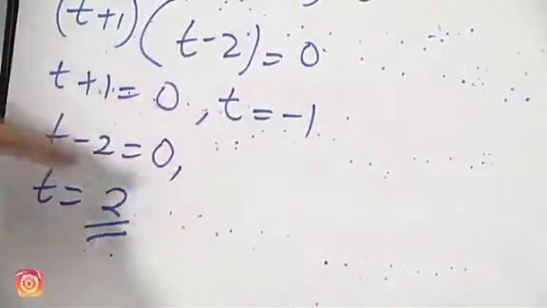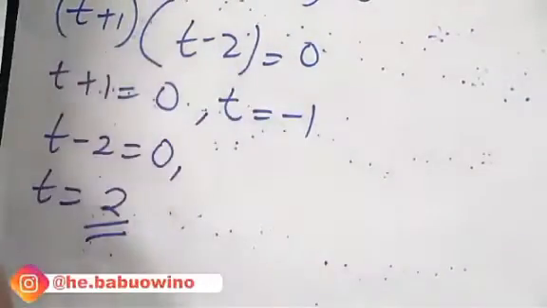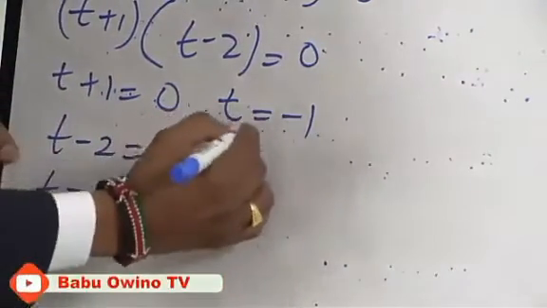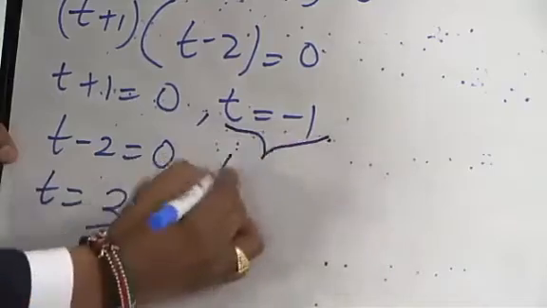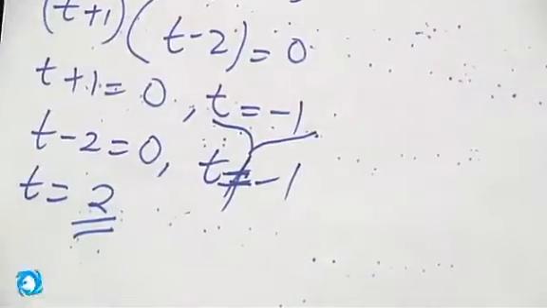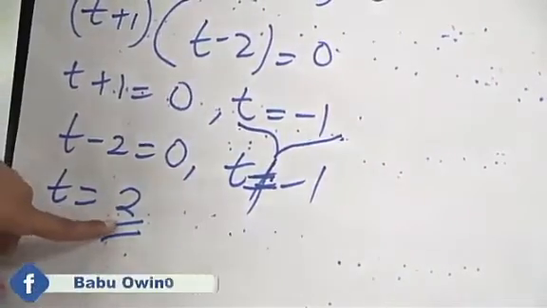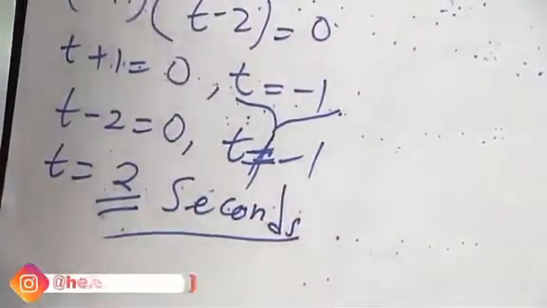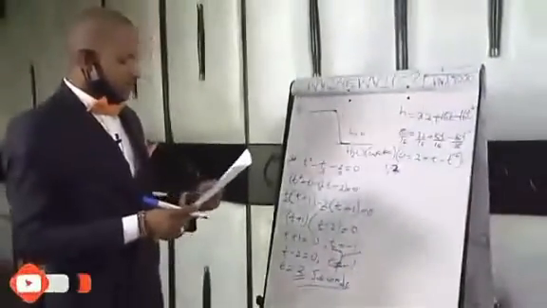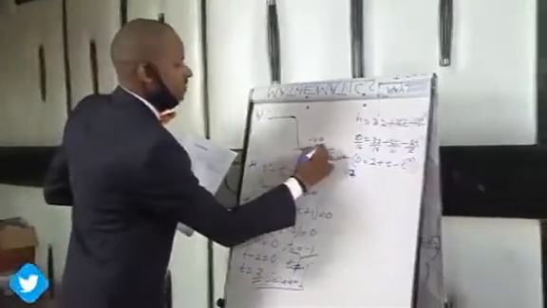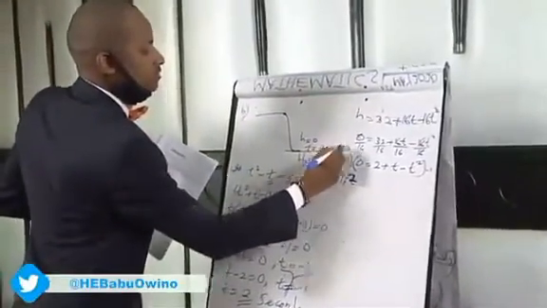Both are in seconds. But we can see one of the values is negative 1, and time cannot be negative. Therefore, this is not practical. So time cannot be equal to negative. So we go with the value of t equals 2, and you write the SI unit of time, which is seconds. So that is the first part of the question, the time he took to hit the water surface. At the water surface, the time is 2 seconds.